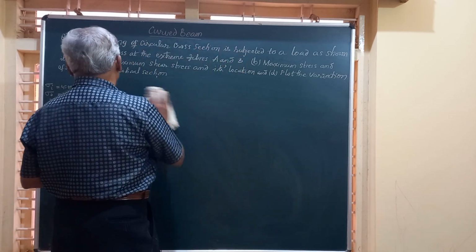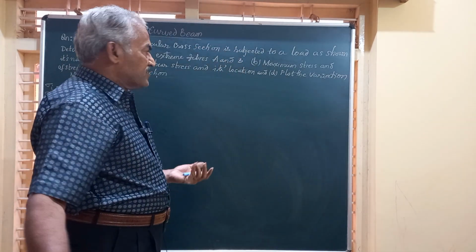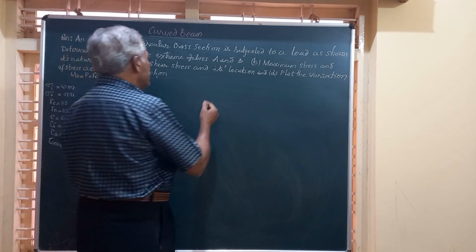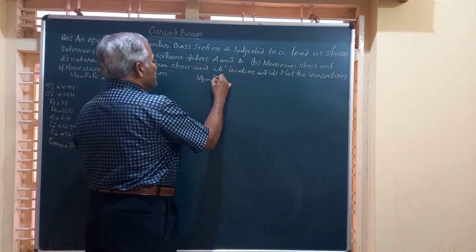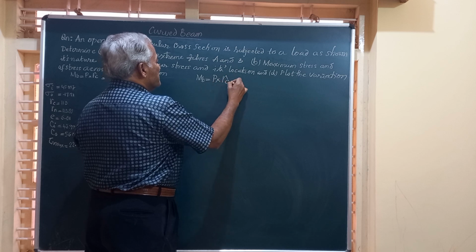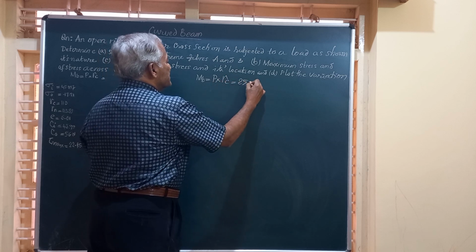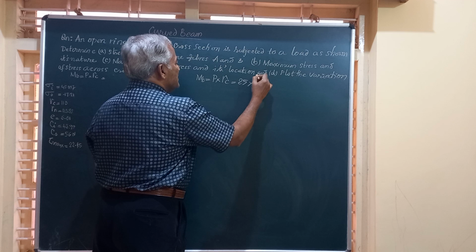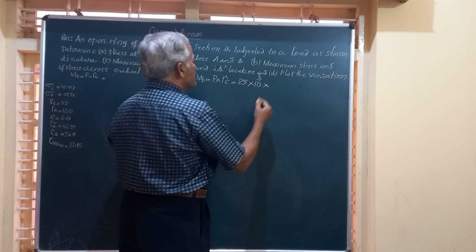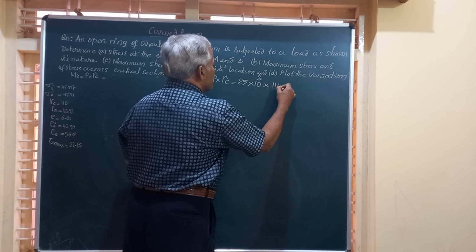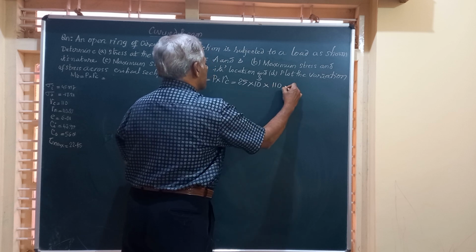Now we will move back to the second step. Therefore, what we want is MB, which is P into RC. The P value is 25 into 10 to the power of 3 Newton. RC is Ri plus b by 2, that is 110. So you will get the answer MB.